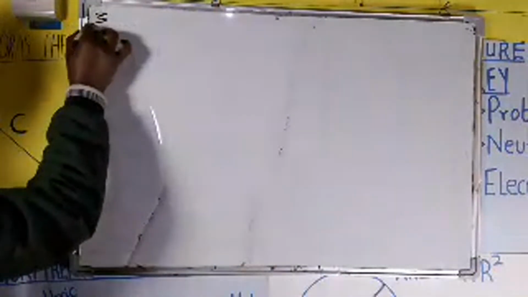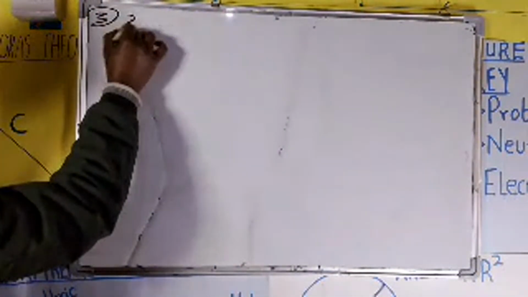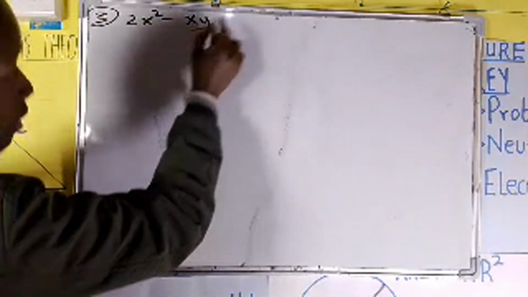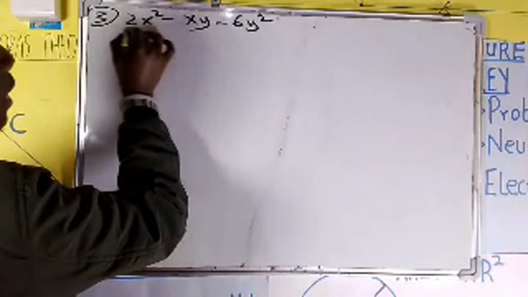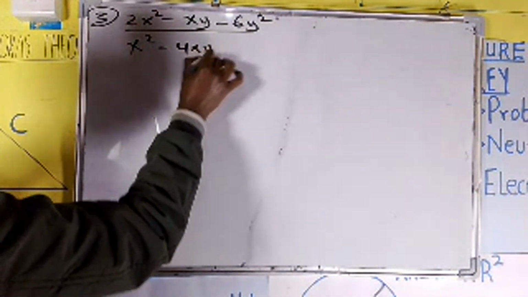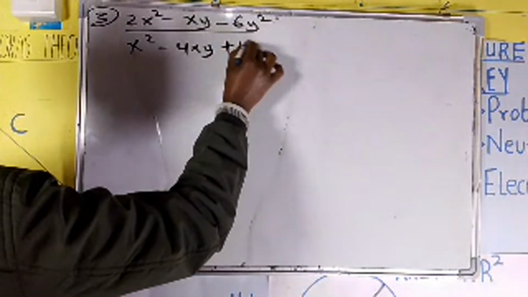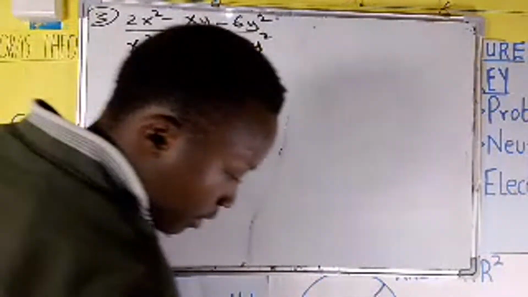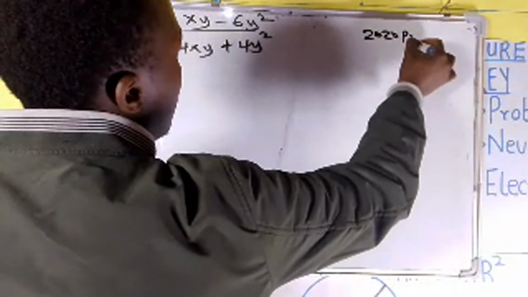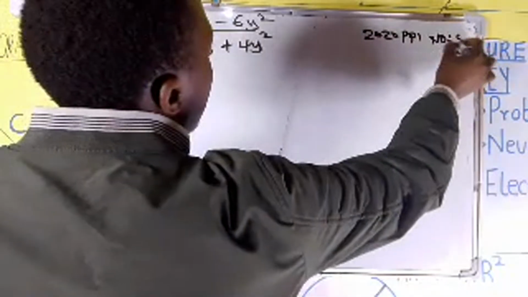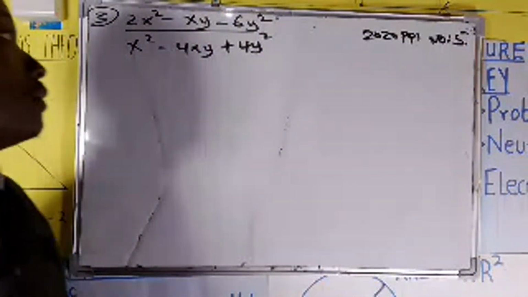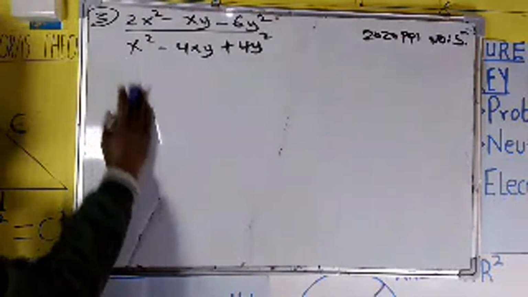Number 3, 2x squared minus 8y minus 6y squared over x squared minus 4xy plus 4y squared. This question was assessed back in the year 2020, paper 1, number 5. So I hope you are marking.